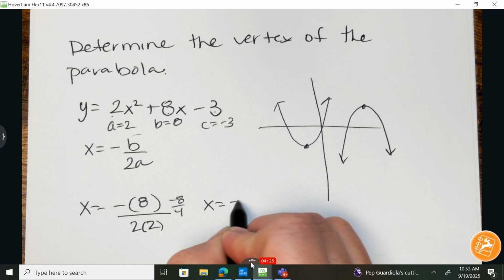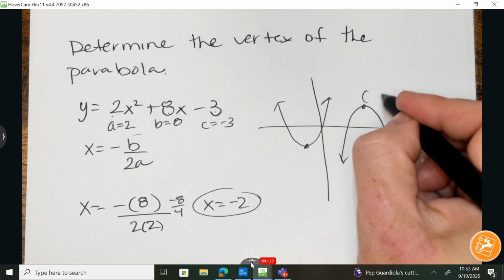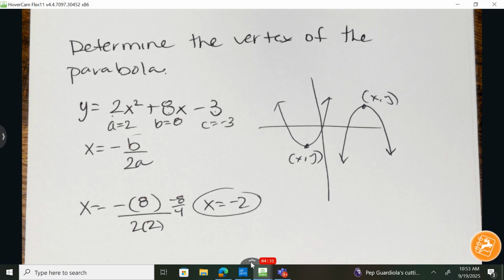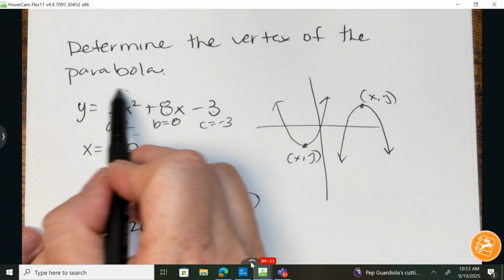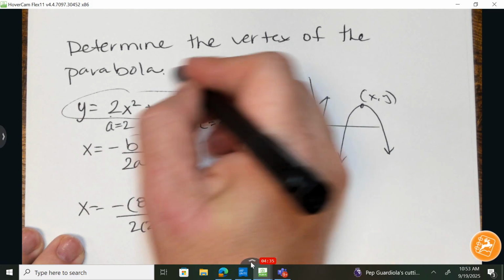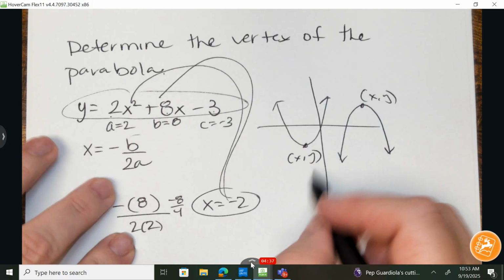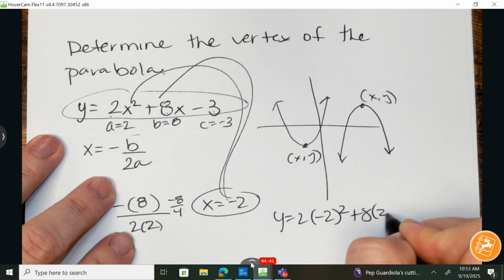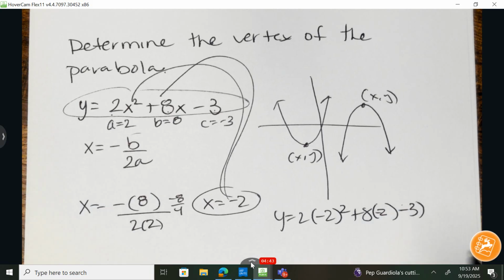-8 divided by 4 would be -2. Now, a vertex has both an x and a y, so only achieving an x is not going to help. How do we achieve the y? We go back up to the equation, and we're going to substitute in a -2. So I have 2 times -2 squared plus 8 times -2 minus 3.